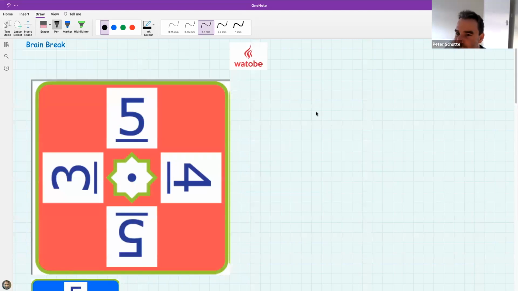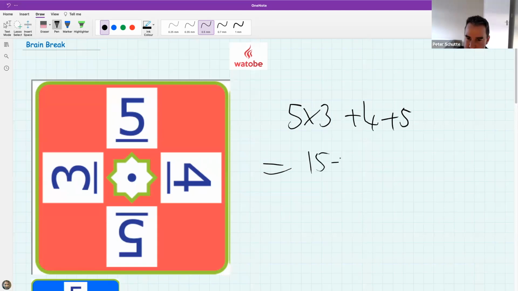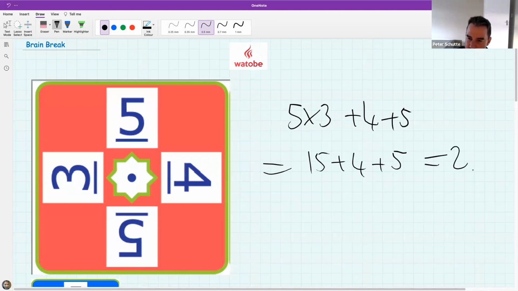Okay, let's have a look here. Lolita, there's quite a few students. So let's say 5 times 3 plus 4 plus 5. Yes, that seems to be the way of doing it. That would be 15 plus 4 plus 5, and that is 24. Yes, well done. Okay, you guys have smashed Maths 24.